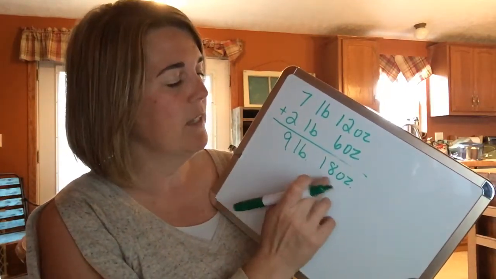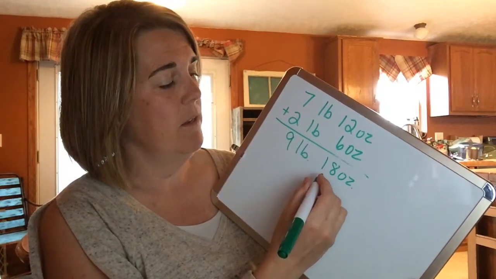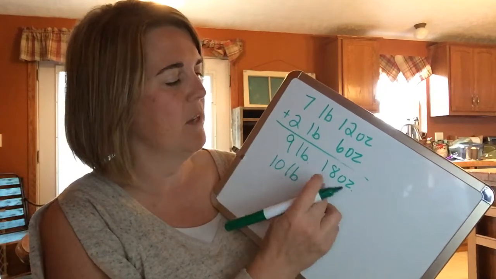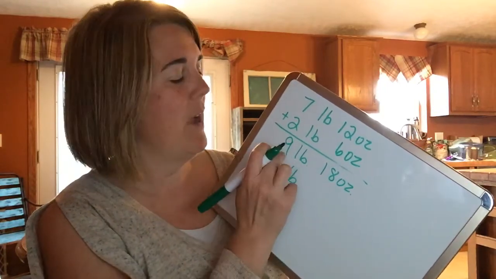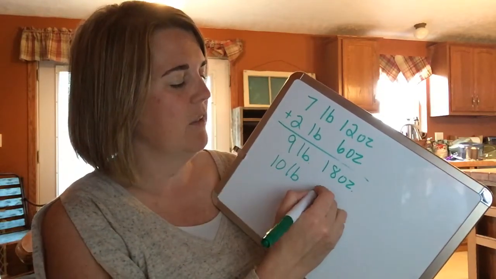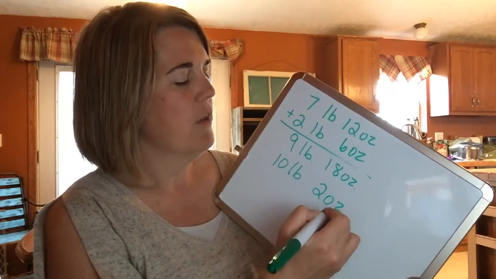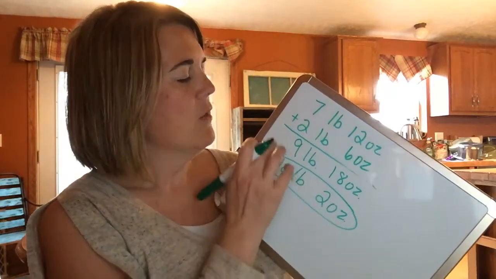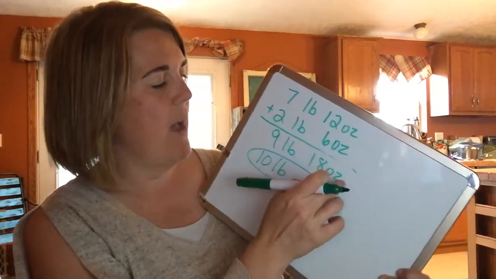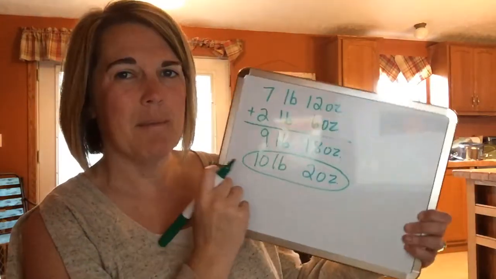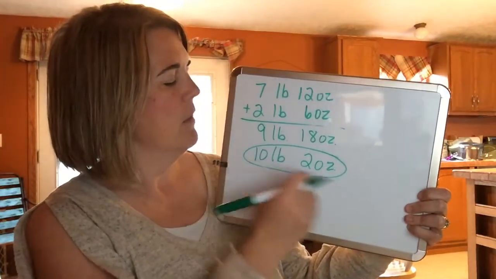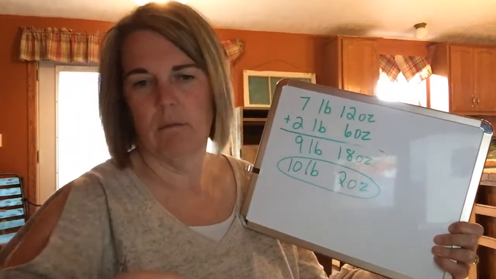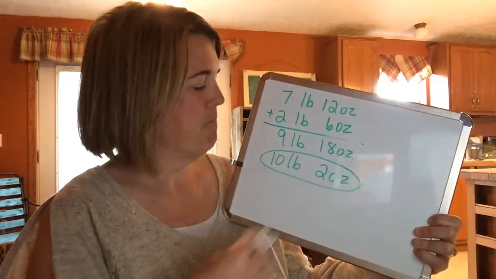It's really like adding a whole pound. So now we're going to have 10 pounds because we took the 16 ounces off here, added it to the pounds, and that leaves us with 2 ounces left over. So our final answer is 10 pounds 2 ounces. After you add, you have to make sure you convert and make them into the smallest ounces and pounds that we can get, or the most accurate, right?